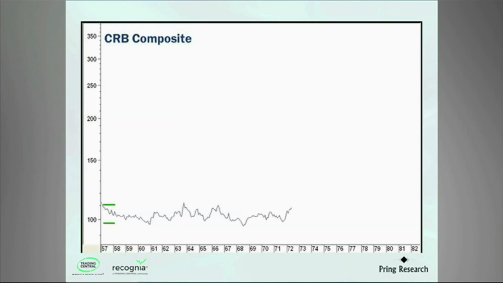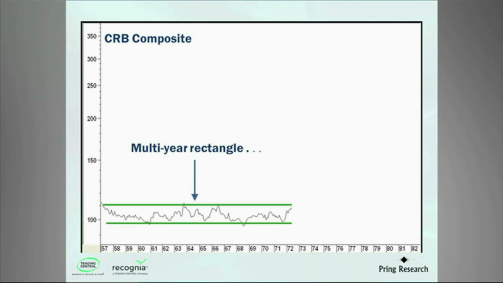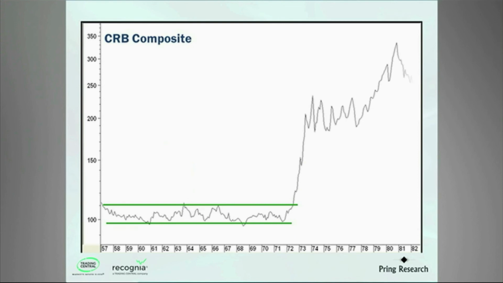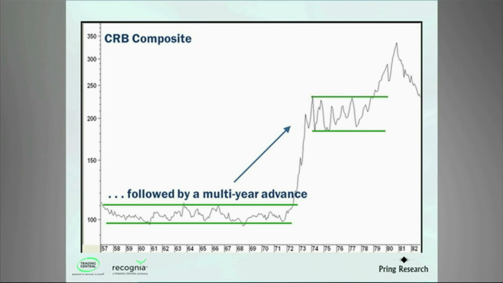Look at this trading range that existed for the CRB composite between 1957 and 1972. It was a rectangle, and the breakout was followed by a multi-year advance. No way of being able to forecast the character of this move, merely that this 15-year base was likely to support a major rally. Later on, we see a consolidation rectangle. Its breakout was also followed by a strong advance.